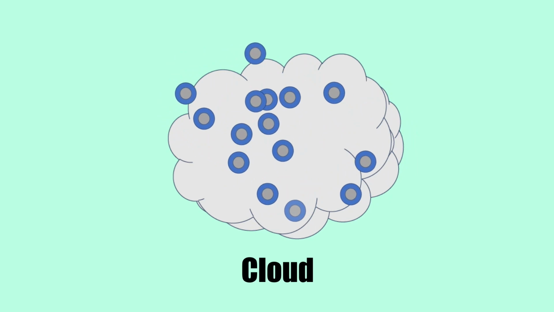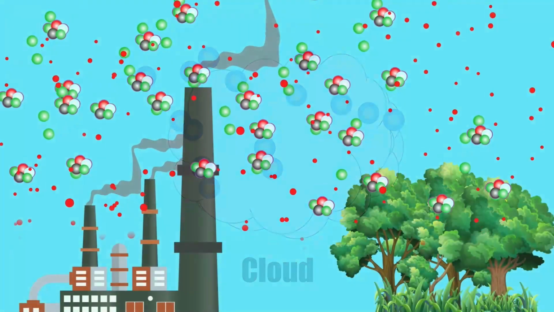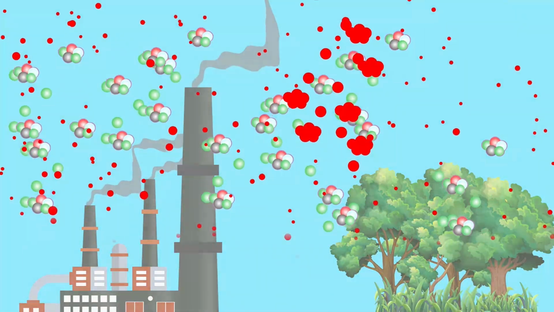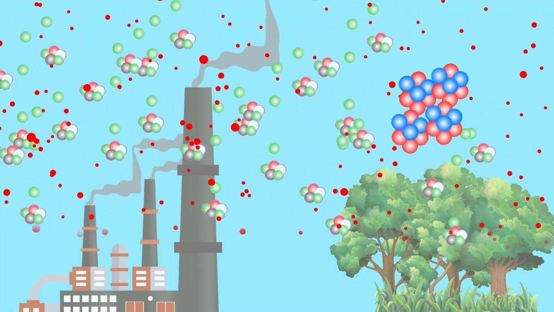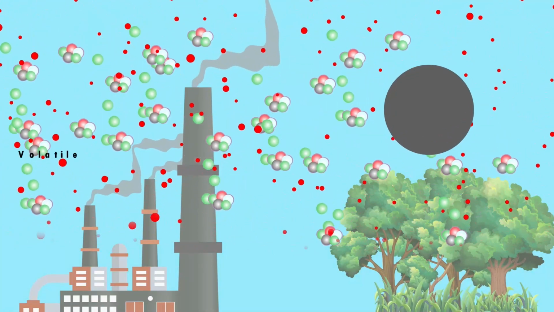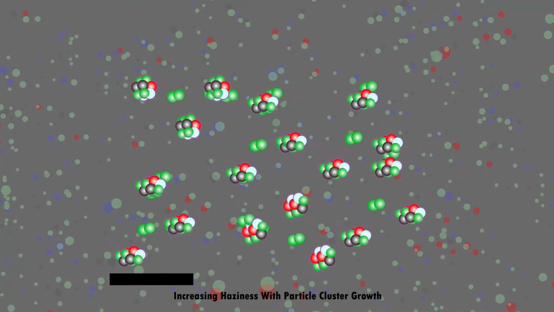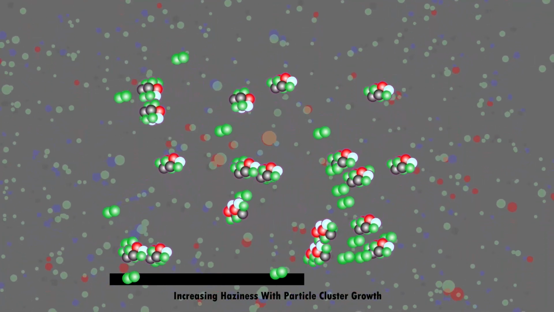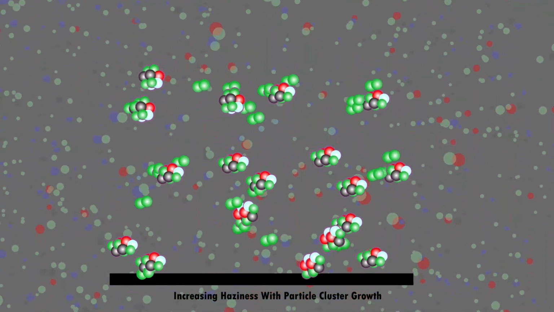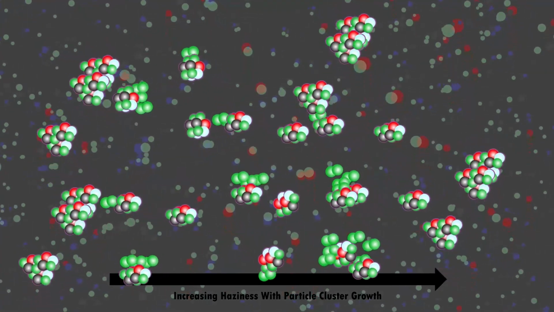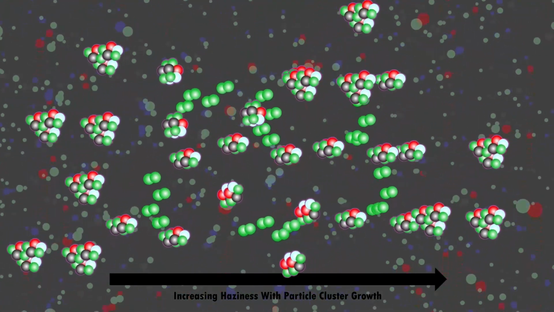Another aspect of new particle formation that requires further assessment is the relative contribution of volatile organic compounds to new particle formation. And most importantly, the role of NPF in haze formation requires further research. This investigation is critical for unraveling the intricate mechanisms behind the creation and persistence of atmospheric haze.